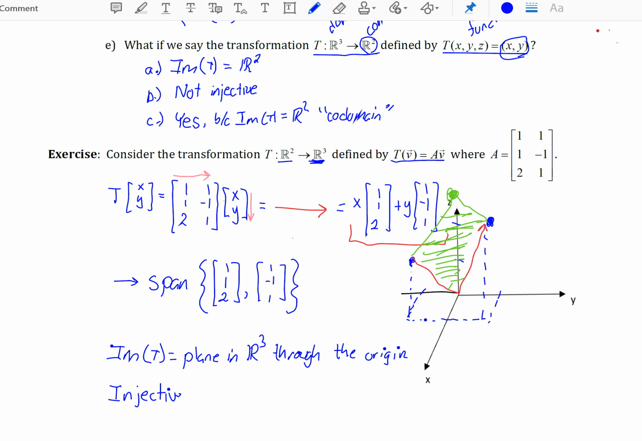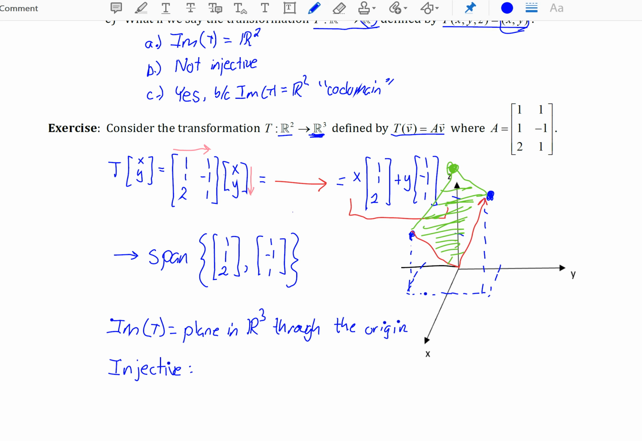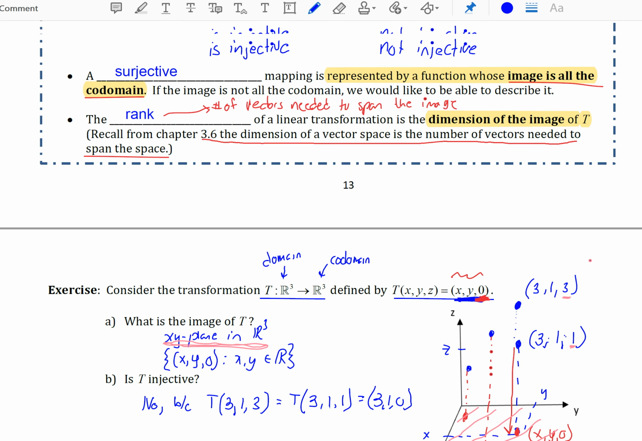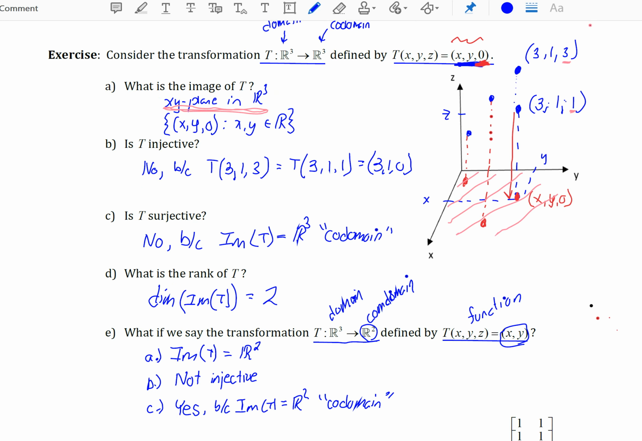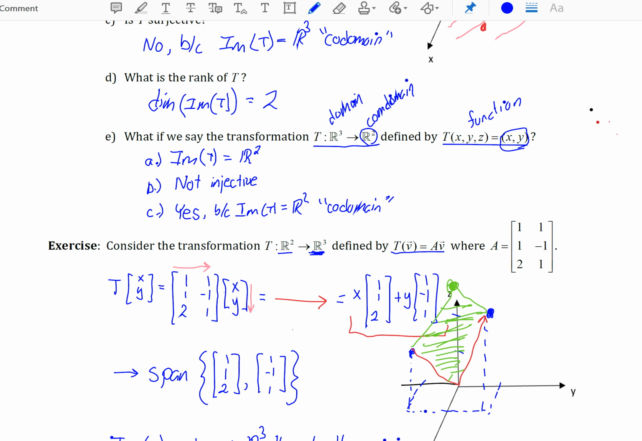Is our mapping injective? Remember, to be injective means different inputs give rise to different outputs. Or, like in our example we did with y equals x squared, there's more than one way to get to y equals 9. So you can take 3 or negative 3. Both of these will get you to y equals 9. So to put it another way, can you use different inputs and get the same output? Or consider our picture here. Are there different ways to get to this point right here?